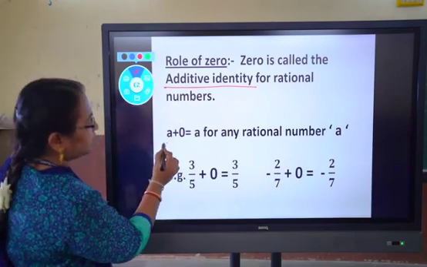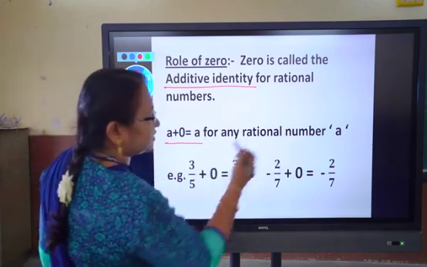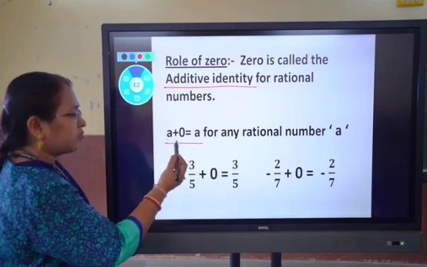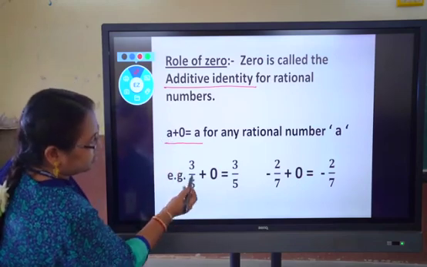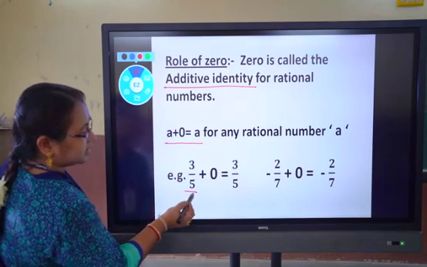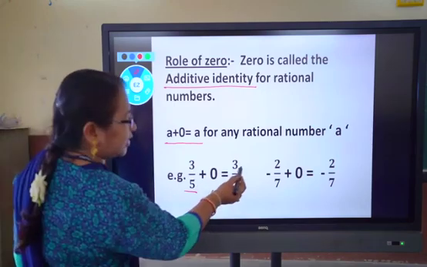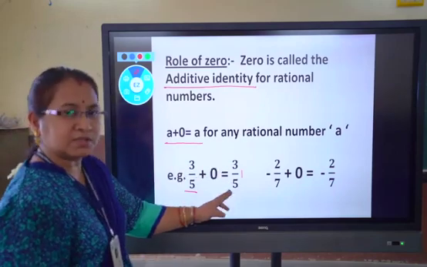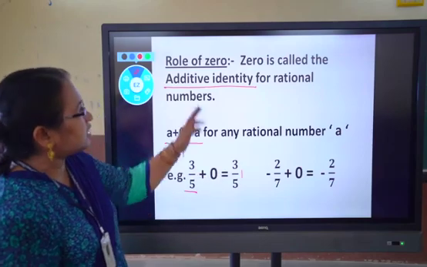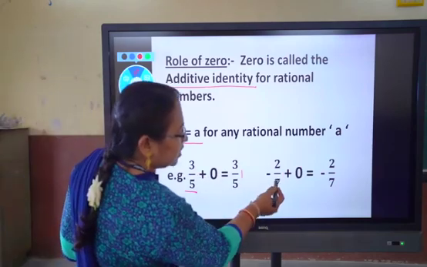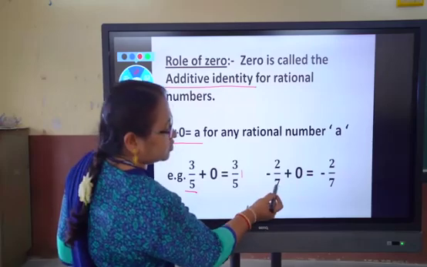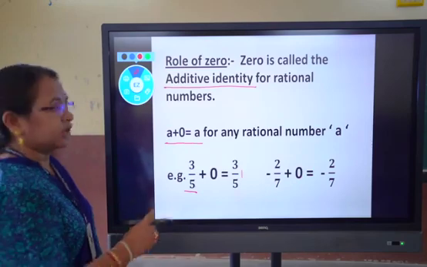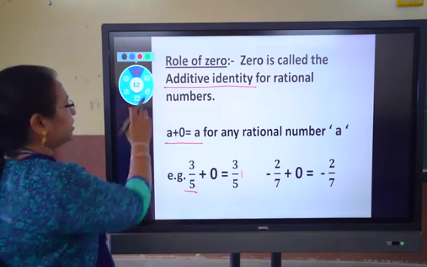So here we can see a plus 0 is equal to a for any rational number a. A may be any rational number, positive, negative, or 0. For example, here we can see 3 upon 5. This is a positive rational number. When it is added to 0, we get the same answer, 3 upon 5. That means the identity of 3 upon 5 remains the same when 0 is added. So 0 is called the additive identity. Similarly, here I have taken minus 2 upon 7. When we do minus 2 upon 7 plus 0, we get the same answer, minus 2 upon 7. So 0 is called our additive identity.